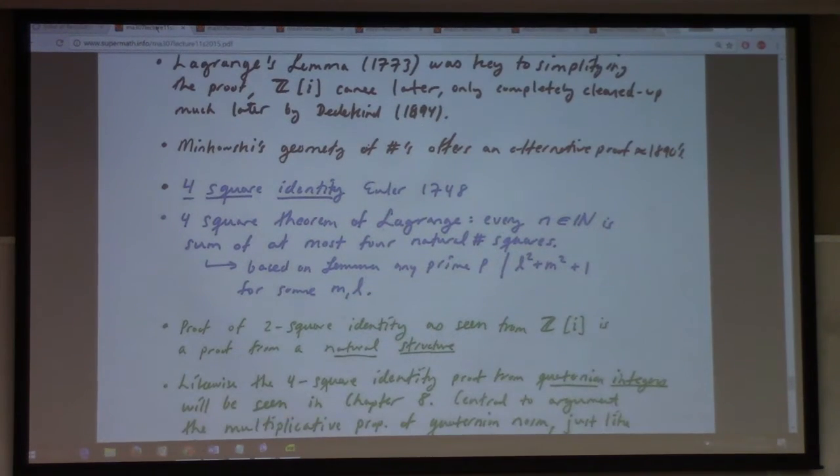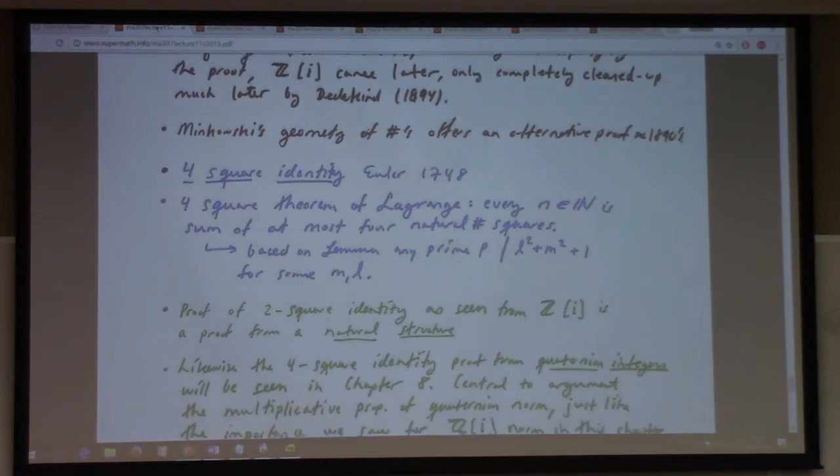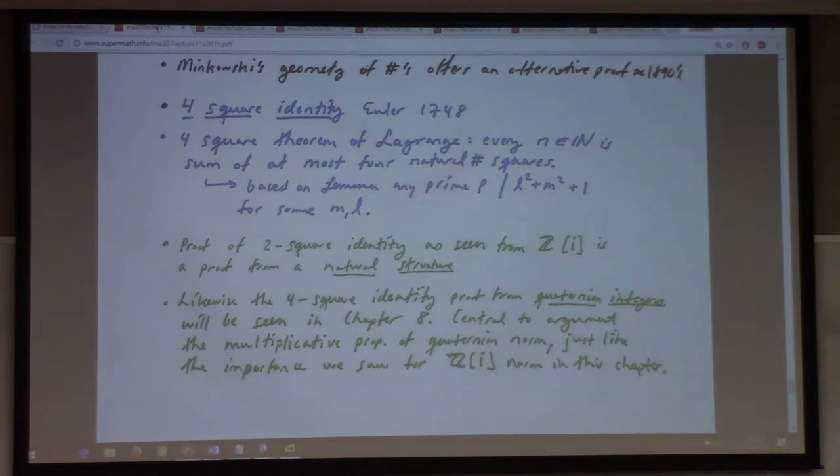So last time we talked about the four-square identity. I was trying to indicate to you that Fermat's two-square theorem is built over the two-square identity, which is attached to the Gaussian integers. But it's also attached to the quadratic character of minus 1 for primes of the form 4n plus 1.